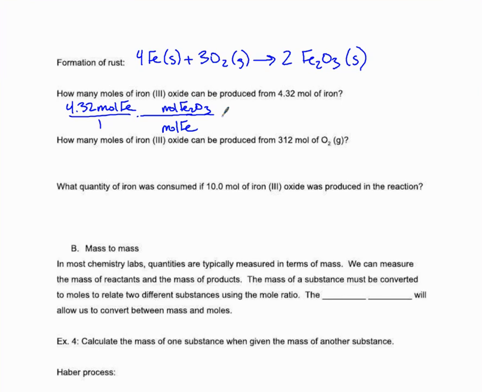So the mole ratio for, let's see, 4 moles of iron for 2 moles of Fe2O3. And this is going to be 2.16 moles of Fe2O3. How many moles of iron 3 oxide can be produced from 312 moles of oxygen gas?